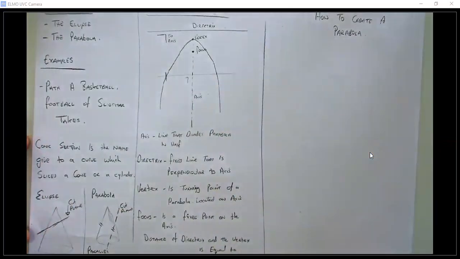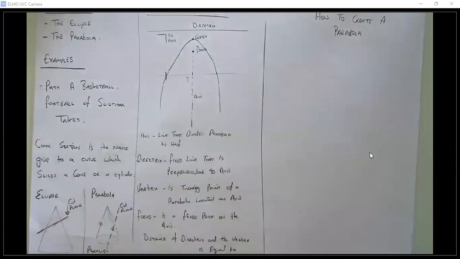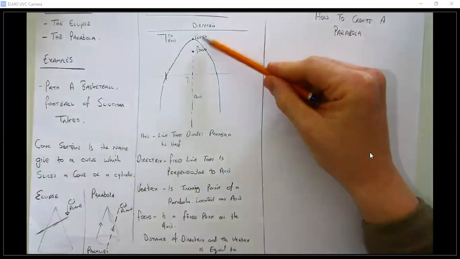All right. The next thing that we'll have a look at is the vertex. All right. The vertex is the turning point of the parabola. So if you're talking about basketball, it's the very highest point that the basketball reaches. All right. So you can see that the vertex is up here.